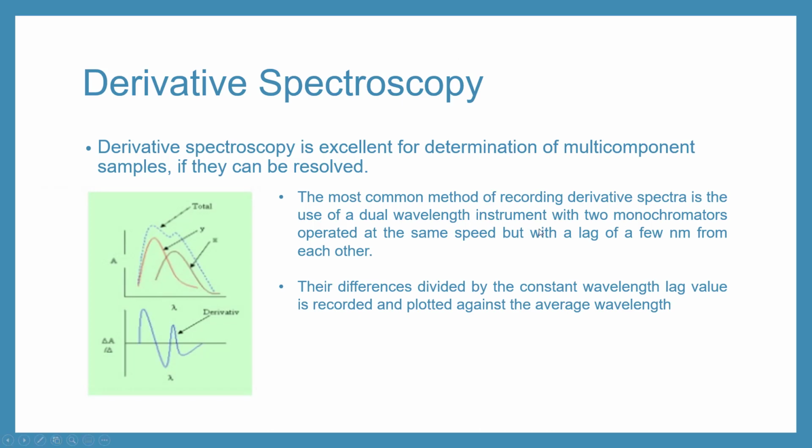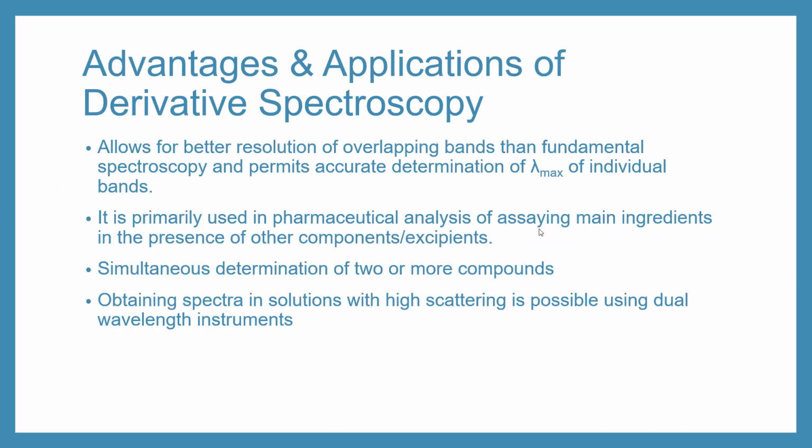The most common method of recording derivative spectra is the use of a dual wavelength instrument with two monochromators operating at the same speed. We have a lag of a few nanometers between the two. Mathematically, you're taking the difference, divided by a constant wavelength lag, and plotting that against the average wavelength. Again, I don't expect you to know this in detail, I just need you to know that's what is happening.